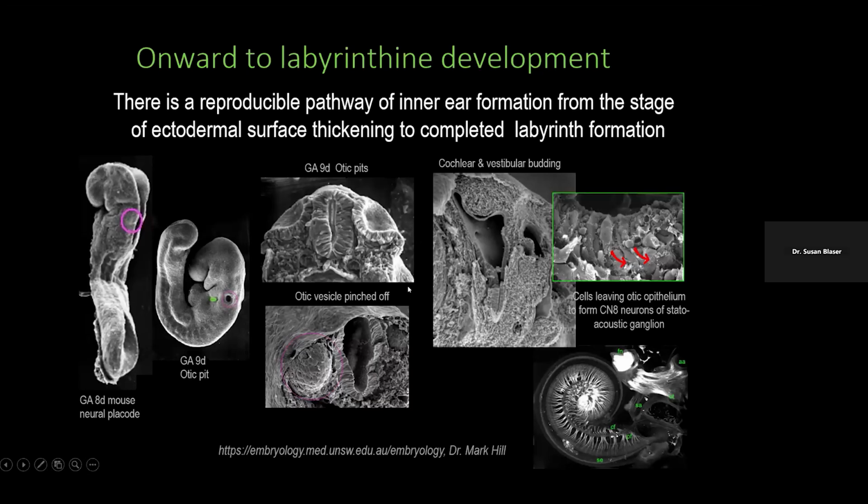So let's go onward to labyrinthine development. This just shows that there's a reproducible pathway of inner ear formation from the stage of ectodermal surface thickening here to completed labyrinthine formation down here. So initially you go through the thickening, the otic pit, the otic vesicle being pinched off here and here, and finally you get budding of your cochlea and your vestibular buds right here. And then eventually you're going to have the cells leaving the otic epithelium to form the neurons of the statoacoustic ganglion. And here basically are your hair cells.